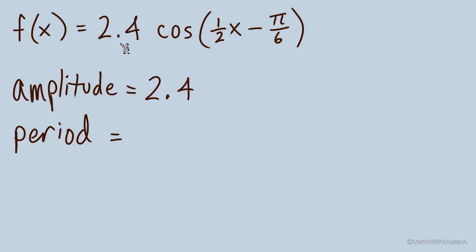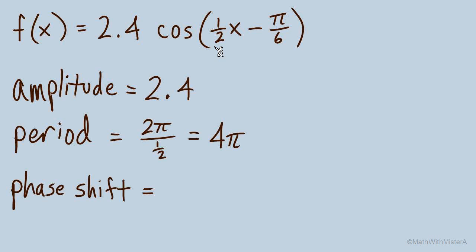Next, the period. We know 2 pi, because it's cosine, start off with 2 pi. 2 pi divided by 1/2. We remember this 1/2 is actually doing a horizontal stretch, and the 2 pi divided by 1/2 is 2 pi times 2. 4 pi is our new period.